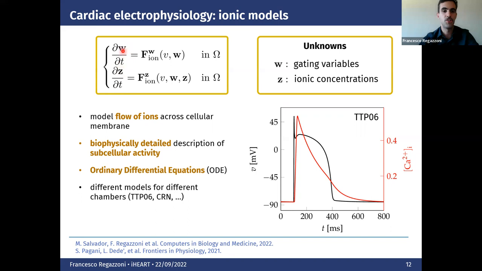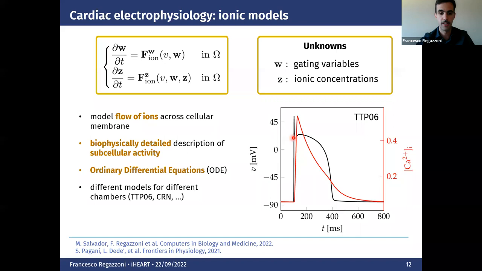Here the state variables are vectors that describe how the cell channels are open or closed, and the concentration of the different chemical species. This is what we call ordinary differential equations. They are called like this because we have only the derivative with respect to one variable, time. And the typical solution is the one that you can see here on the right. The black line is the transmembrane potential, the potential difference between the inner and the outer part of the cells. At the beginning of the heartbeat, what we call the depolarization, the transmembrane potential very quickly increases, and then it follows a plateau. In the meanwhile, all the ion concentrations change, among which calcium, which is very important because it is the trigger of the contraction, that is the red line.